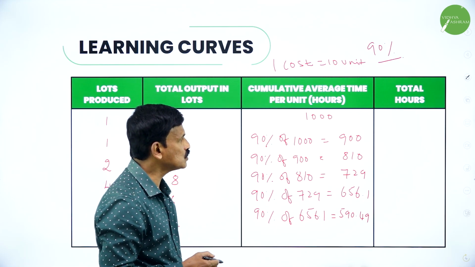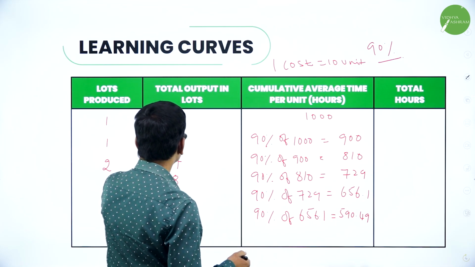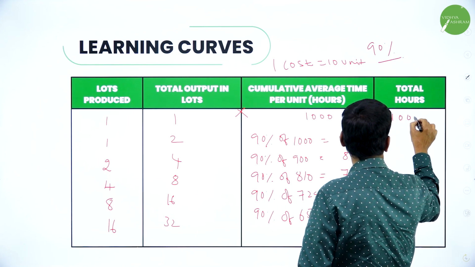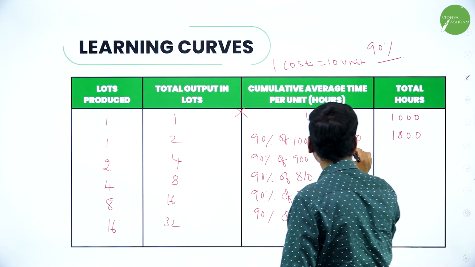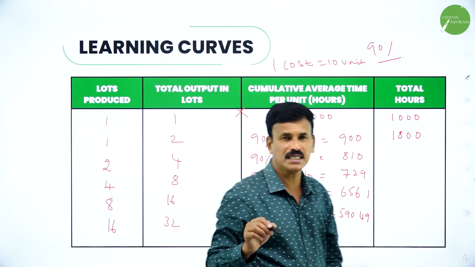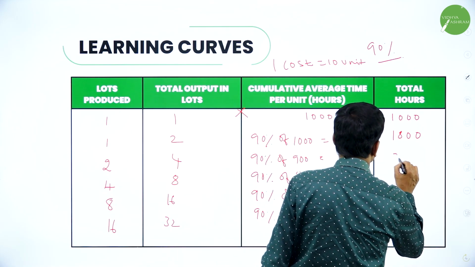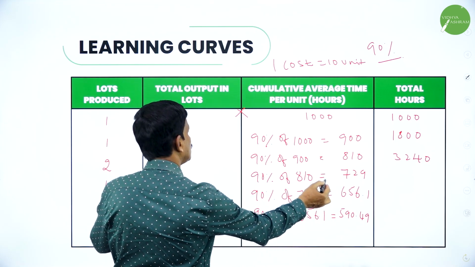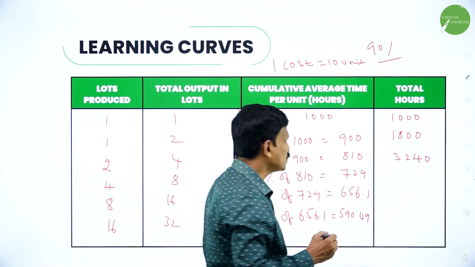Now just calculate the total hours. To calculate the total hours, just multiply these two. So 1 into 1000 is equal to 1000. Again 2 into 900 is 1800. Again 4 into 810. If you multiply 810 into 4, how much are you going to get? So that is 3240. Next 8 into 729. 8 into 729 is equal to 5832.